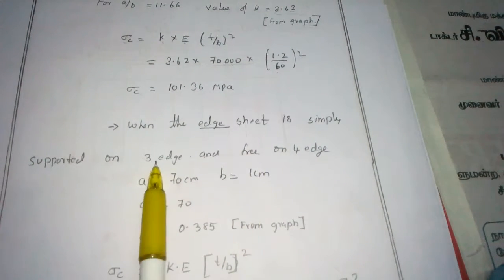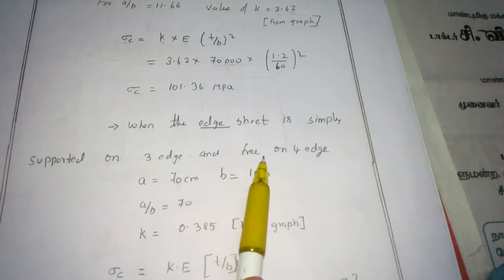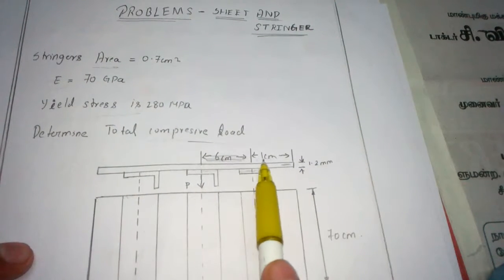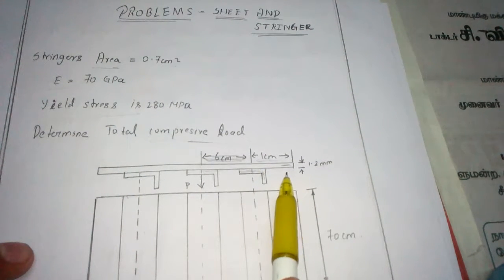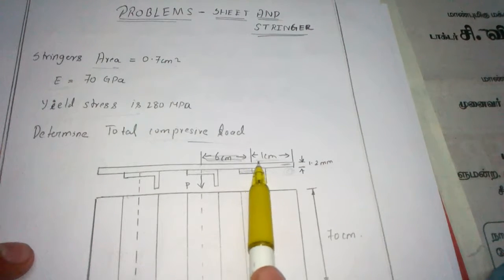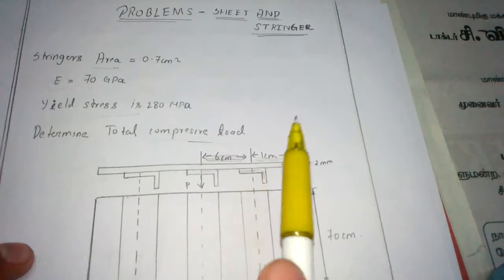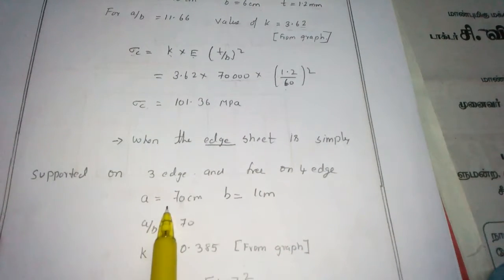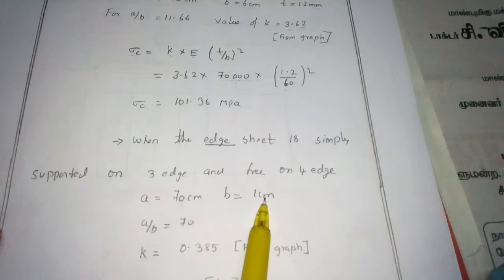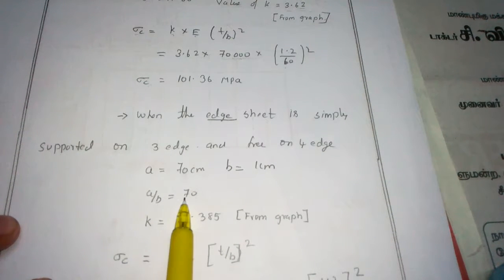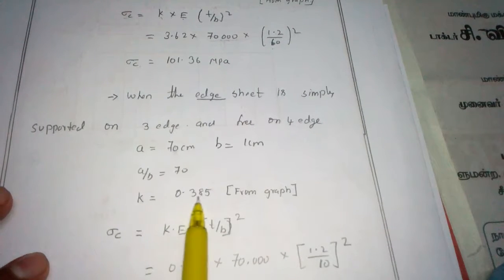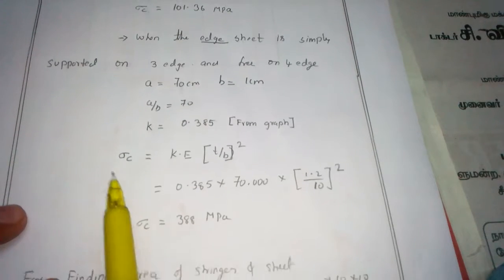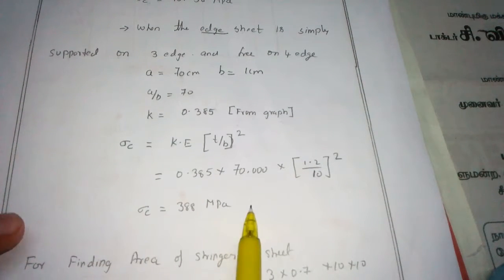Suppose 3 edges are simply supported and one edge is free, then what will happen? The breadth will be 1 centimeter. Here there is no support, so the B value will be 1 centimeter. The rest remains the same. A will be 70 centimeter, B will be 1 centimeter, so A by B will be 70. From the graph, K will be 0.385. Substituting the values in sigma C, we get 388 MPa.